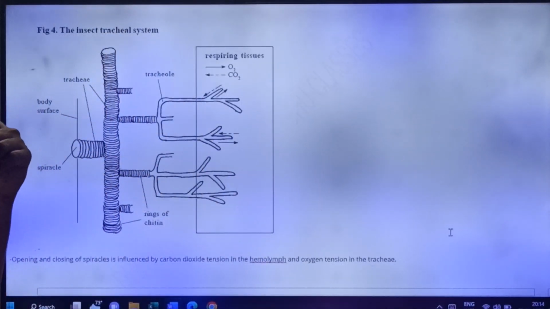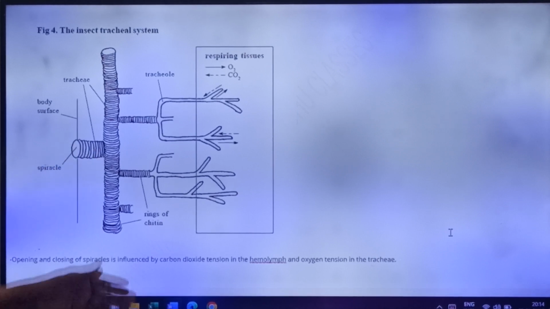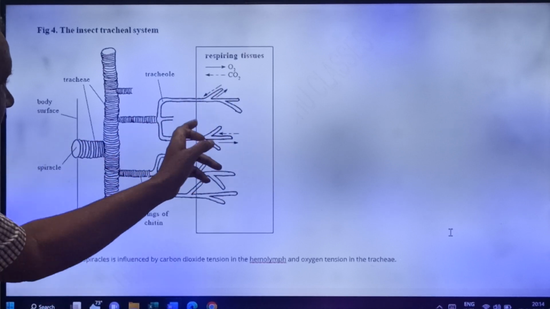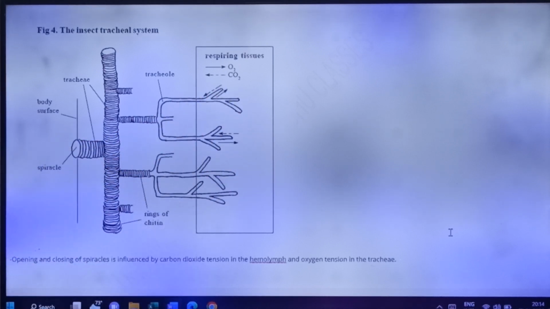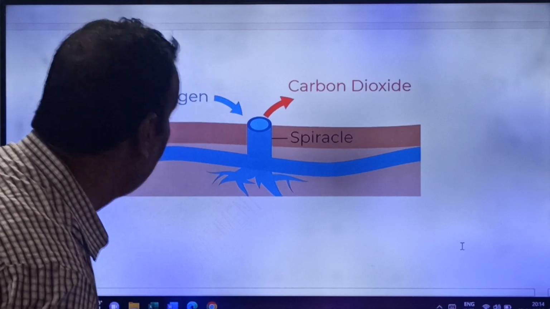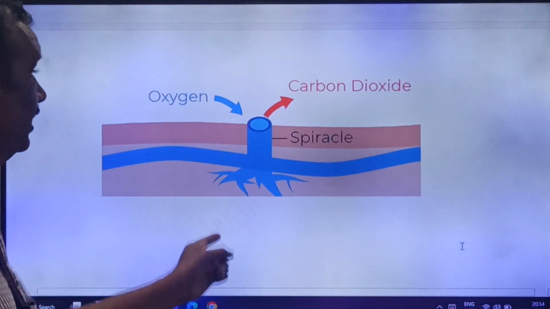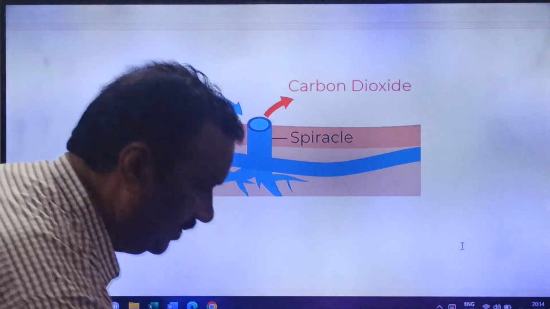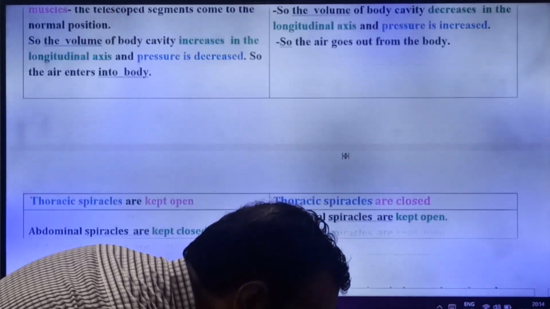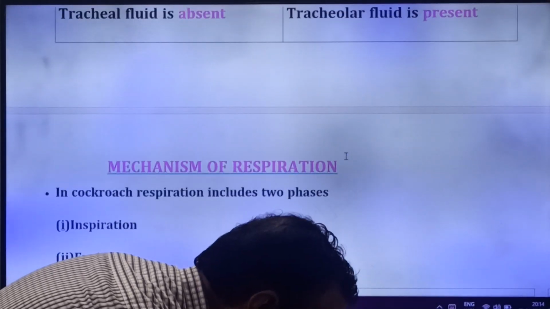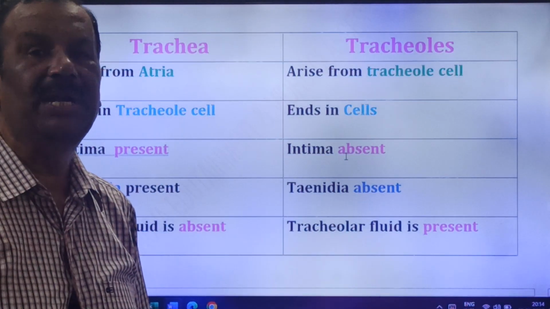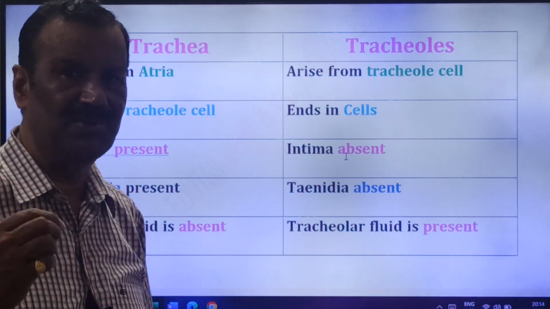Now see friends, through spiracles air enters into the body. This is a trachea, longitudinal trachea, which enters into the tracheoles. In the tissues or in the cells, the exchange of oxygen and carbon dioxide takes place, friends. See friends, oxygen is entering through the spiracles, carbon dioxide is sent out from the spiracles. This is about what, friends? Respiratory system of cockroach. Very, very important 8 marks question, friends.